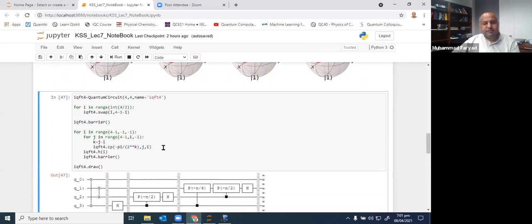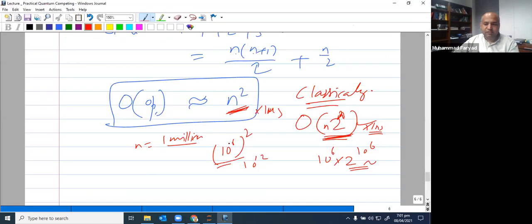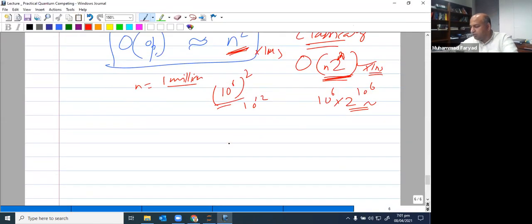Okay, let me now discuss another circuit, which is the inverse quantum Fourier transform. This inverse quantum Fourier transform works just as an inverse of the quantum Fourier transform. And for that, let me first discuss how to work out the inverses in quantum computing, because that's a little bit tricky. So you have to make sure of something like this.